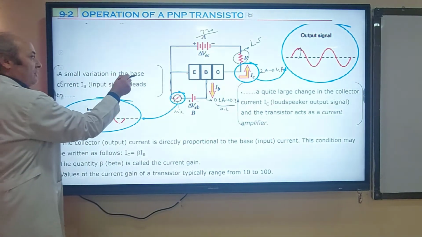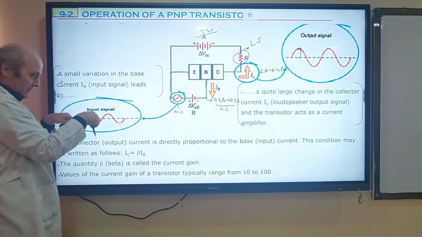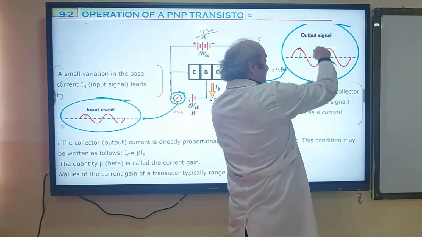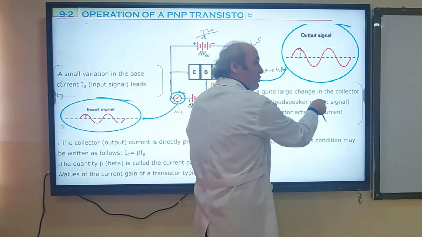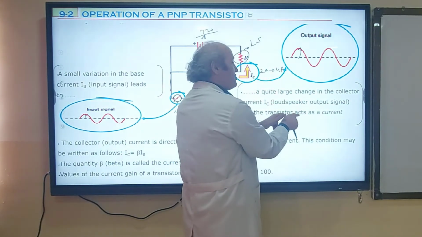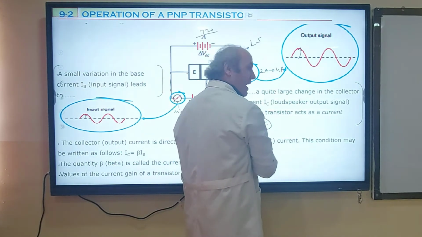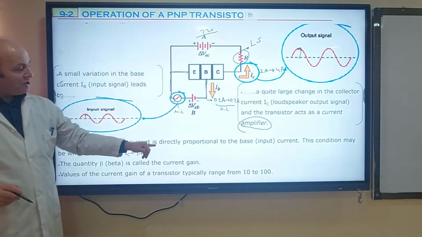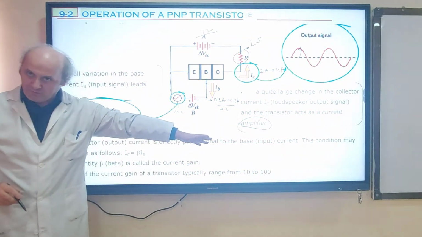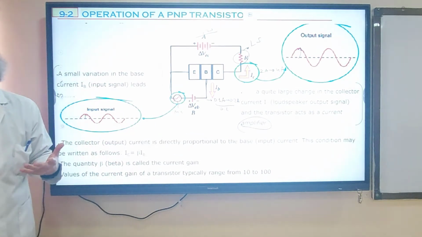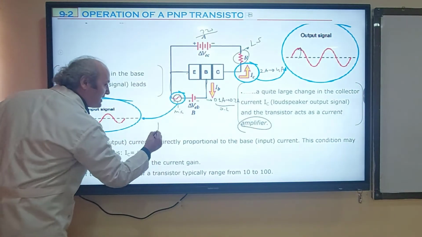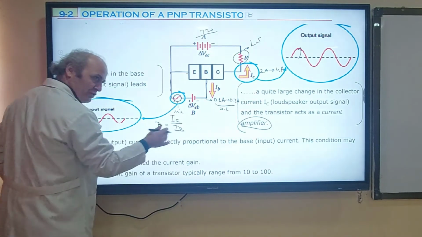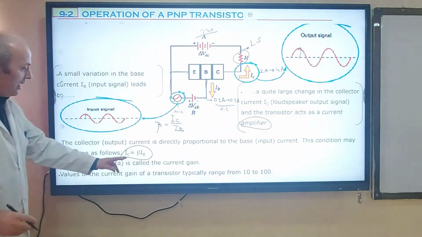So a small variation in the base current IB, which is the input signal, leads to a quite large change in the current IC, which is the output signal, and the transistor acts as a current amplifier. The collector output current is directly proportional to base current. I said this before. That is, IC and IB are directly proportional. So beta, which is current gain, is equal to IC divided by IB. If I cross multiply it, I will get this equation: IC is equal to beta times IB.